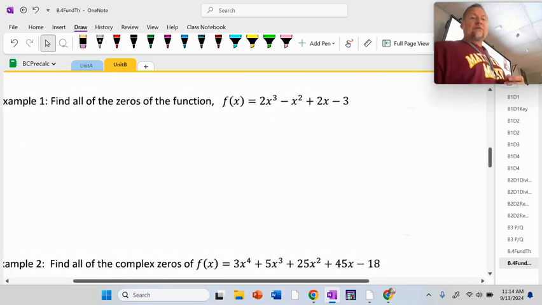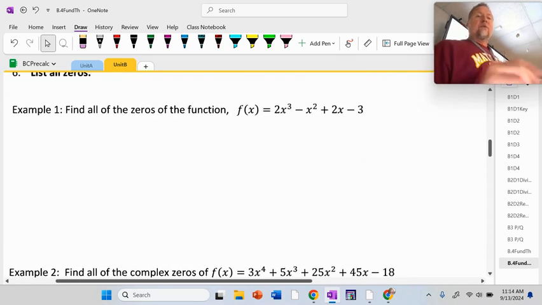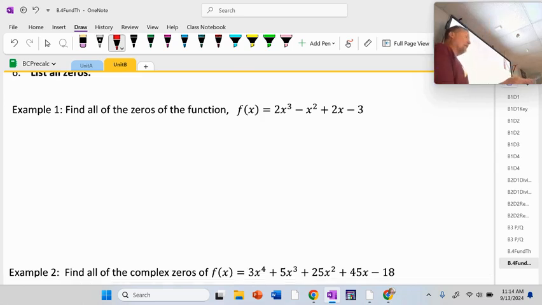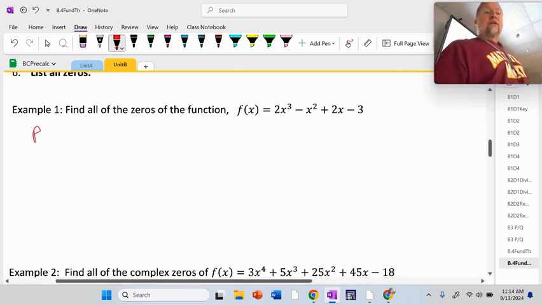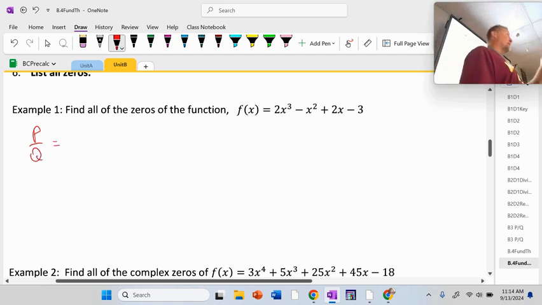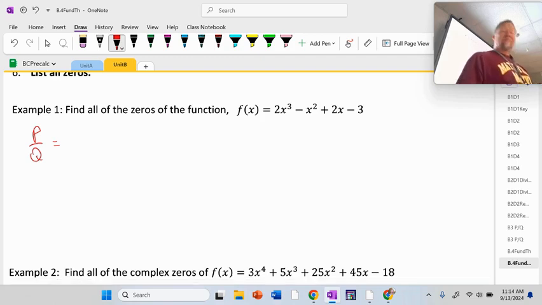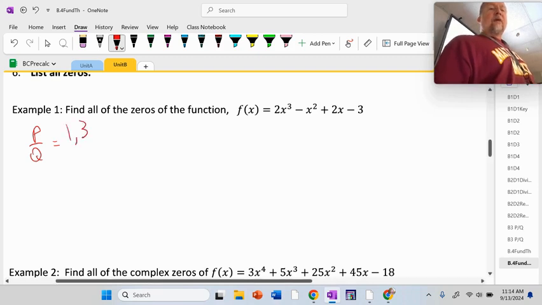So let's go ahead and start this first one. Let's pretend we're in 2008. I've got no graphing calculator. This is on the non-graphing calculator part of the test. So I set up my P over Q list. Now, a lot of times we are nice. We had a really bad example yesterday where the first one that worked was 5 halves. Remember that one? We had to go through a real long thing there. But anyway, 1 and 3, and then 1 and 2. Those are the factors of the constant, P.